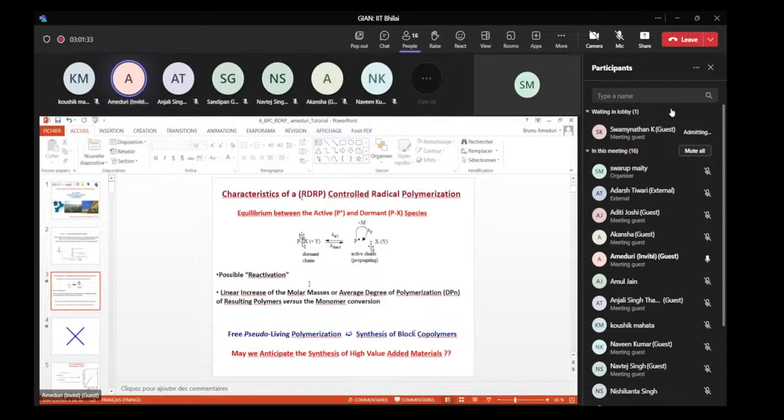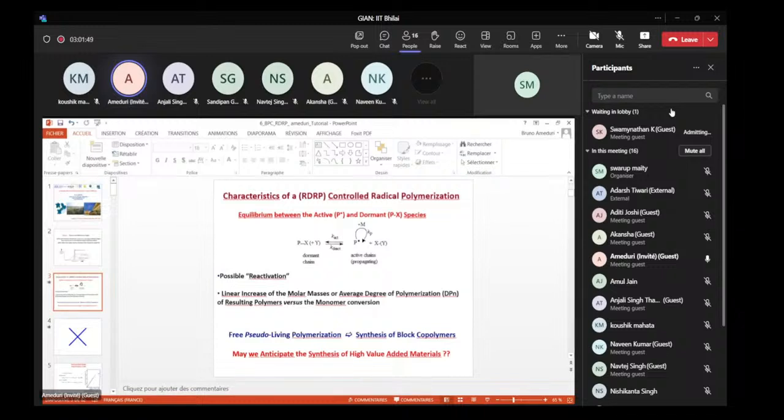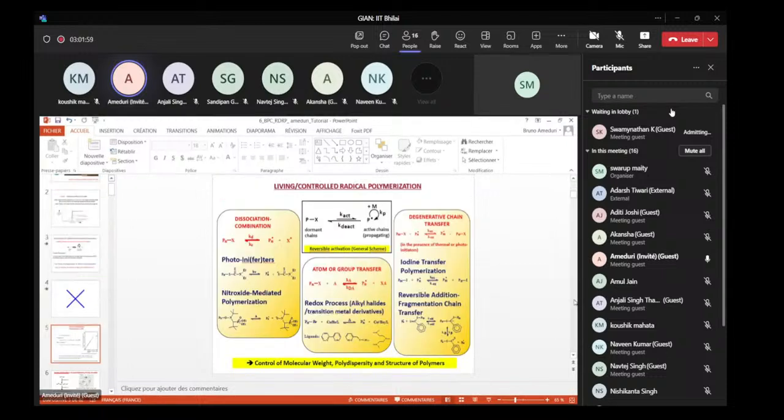So of course, block copolymers can be prepared. So the question is, may we anticipate the synthesis of high value added material like fluoropolymers? It's a major question we have to ask because, as you know, the fluorinated monomers are specific reactants. These are gases also, so you have to handle the reaction under specific conditions.